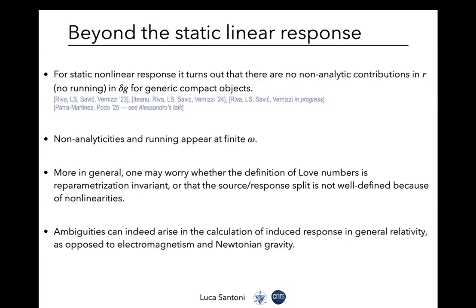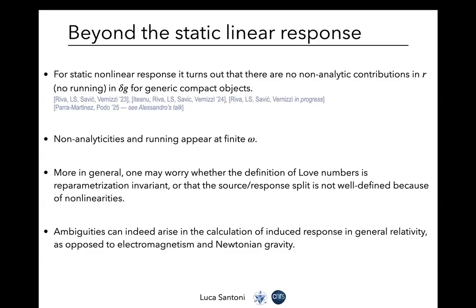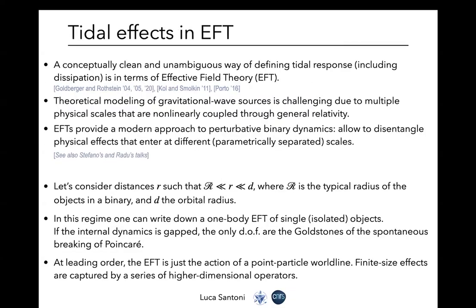But non-analyticities and running appear at finite order in the frequency. And more in general, one may worry about whether the definition of these Love numbers is reparametrization invariant, or whether the split here is ambiguous, because if you imagine going enough powers in R here, maybe at some point there will be an overlap. In fact, ambiguities can arise in general relativity because it's a gauge theory, and these ambiguities need to be addressed. A conceptually clean, unambiguous way of doing that is through effective field theory.